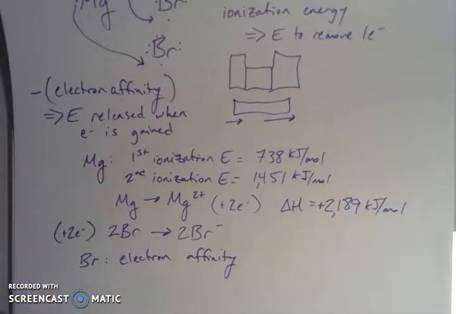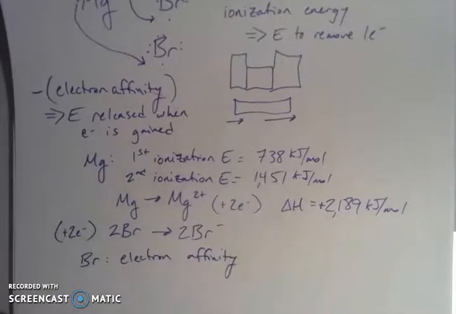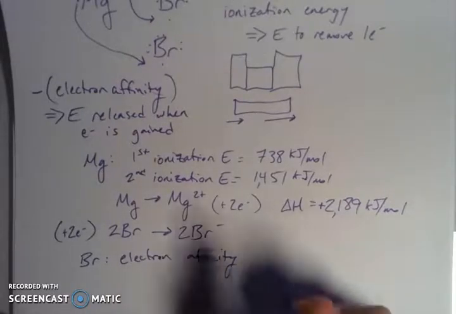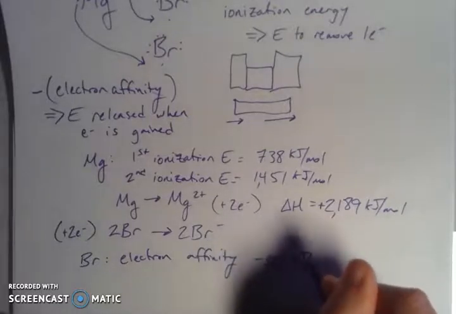So the opposite of that is how much is released when that electron forms in the first place, when it creates the anion. Okay, so the electron affinity for bromine is negative 325 kilojoules per mole.